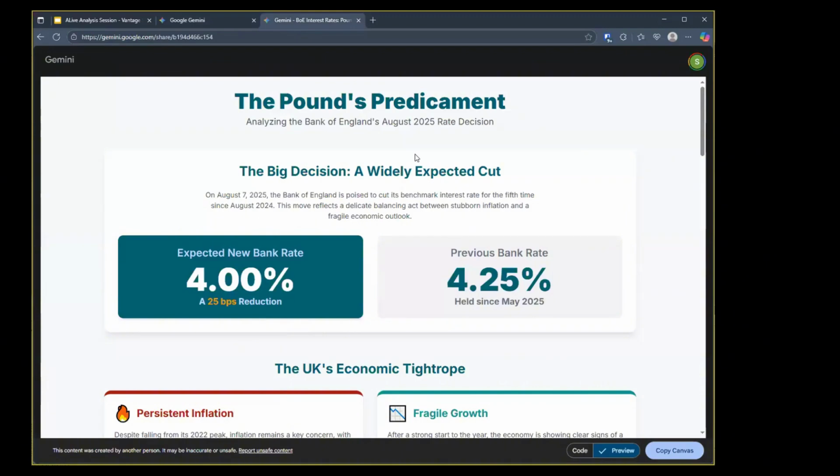The expected new bank rate is 4%, which is a 25 basis point cut. This is with respect to the dollar, which is still at 4.25%. Between these two currencies, whichever central bank takes the first initiative to reduce their rates, the value of that currency will be weakened against the other. So the U.S. Federal Reserve is still at 4.25%. Today, the expectation is a 25 basis point cut.